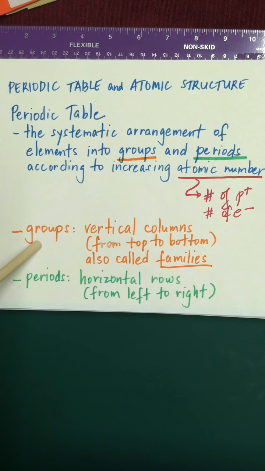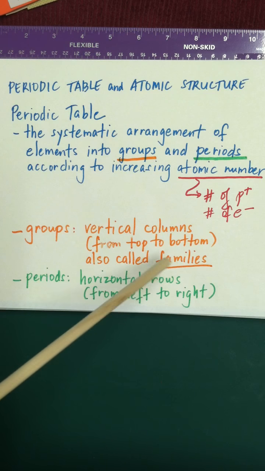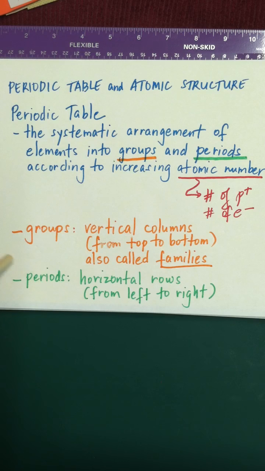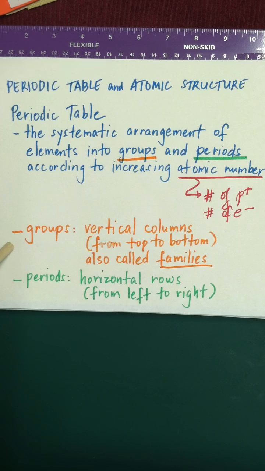So what are your groups? These are the vertical columns in your periodic table, so it's from top to bottom. They're also referred to as families. And you have periods, which are your horizontal rows. So it's from left to right in your periodic table.